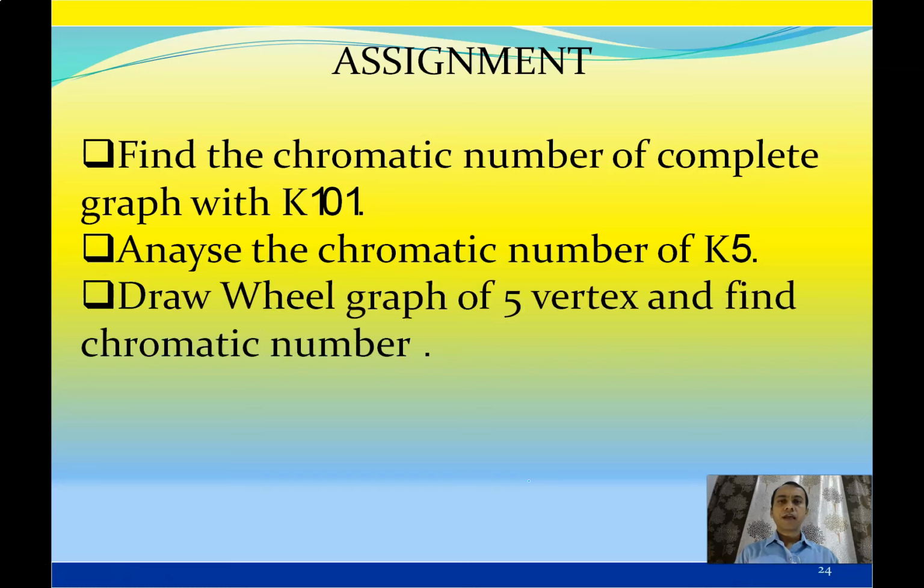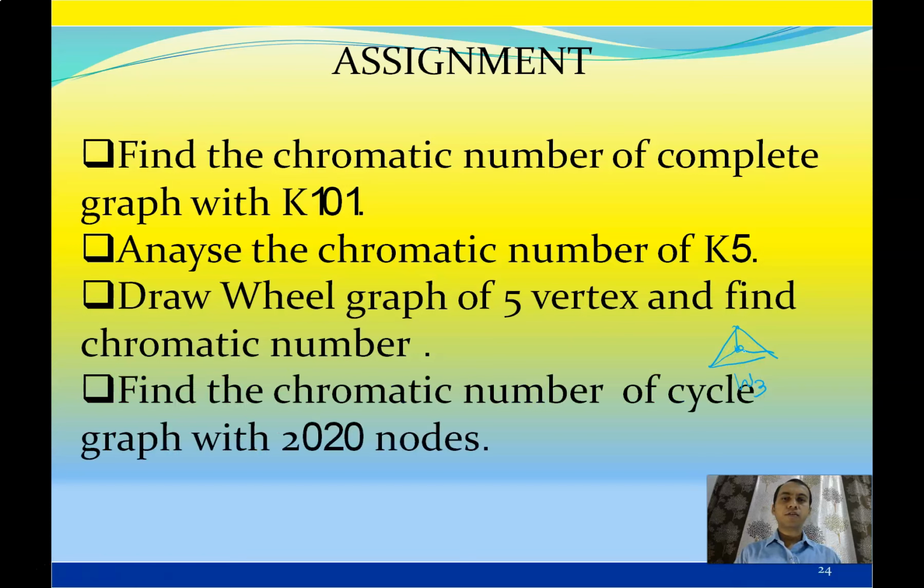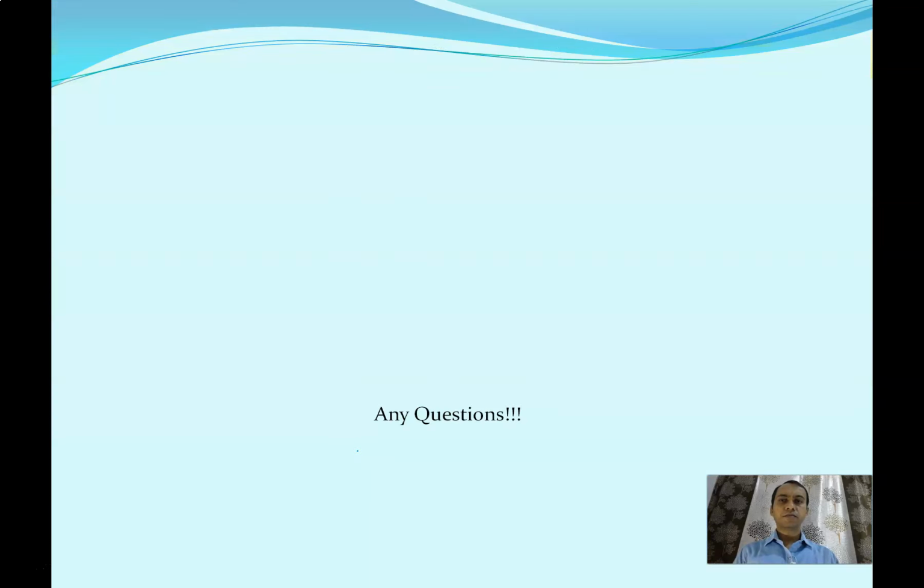Draw the wheel graph of 5 vertices and find the chromatic number. So you have to draw the wheel graph. What is a wheel graph? A wheel graph is a cycle graph with one more node in the middle connected to the others, so it is called a wheel graph. So you have to find the chromatic number. Find the chromatic number of a cycle graph with 2020 nodes. Then you have to find the chromatic number.